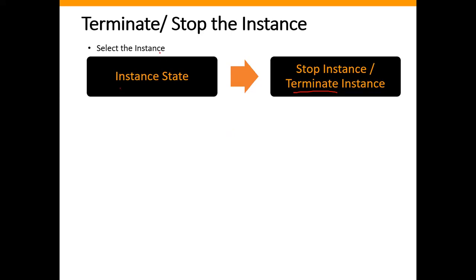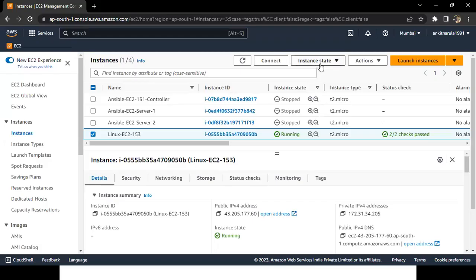Select that particular instance first. Click on instance state. Then here we have an option of terminate. We have an option of stop also. Stop means shut down. But terminate means you are going to delete this machine. And once you terminate this machine, if you don't have a backup, you can't recover this particular machine.